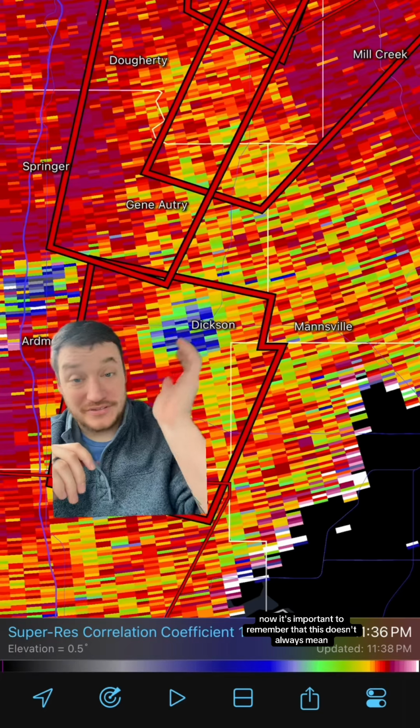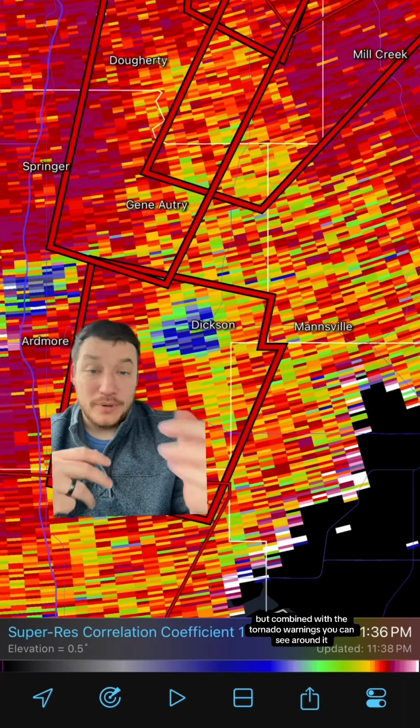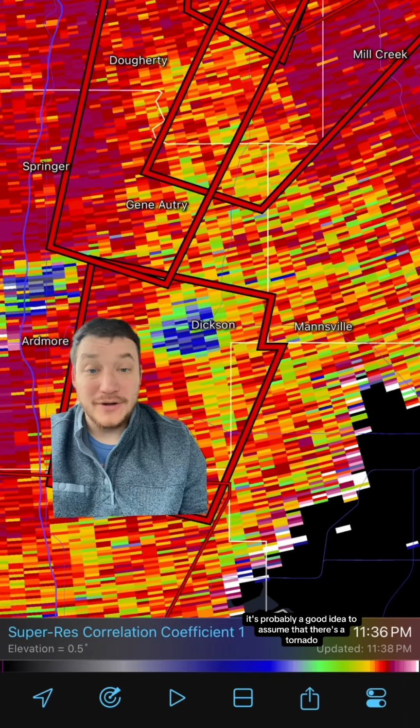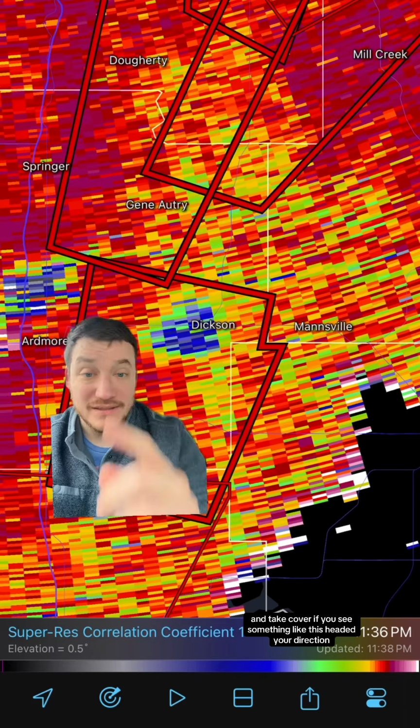Now, it's important to remember that this does not always mean that there is a tornado there, but combined with the tornado warnings you can see around it, it's probably a good idea to assume that there's a tornado and take cover if you see something like this headed your direction.